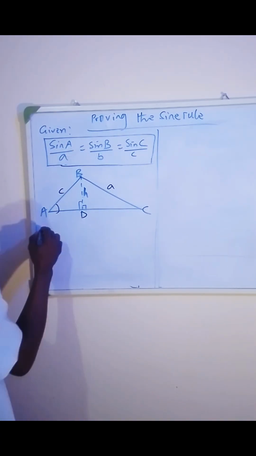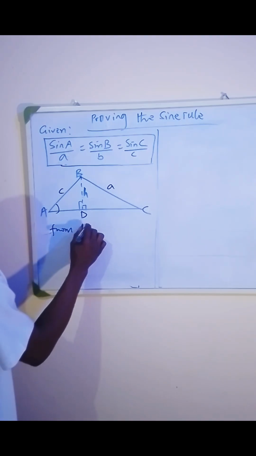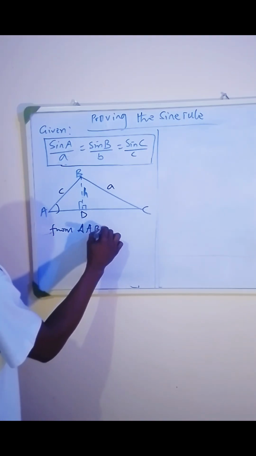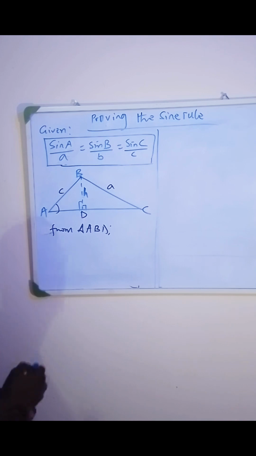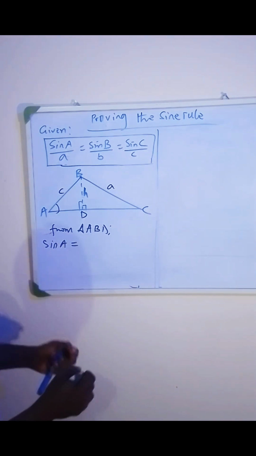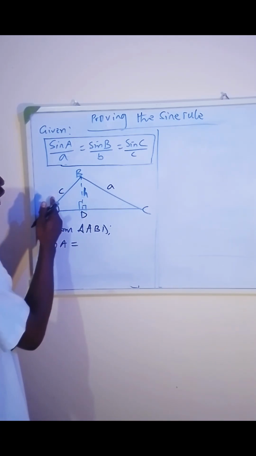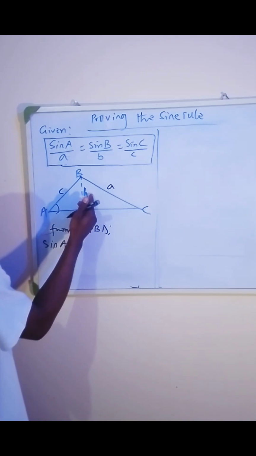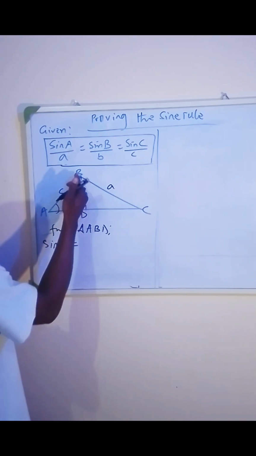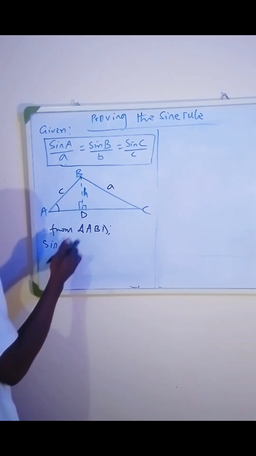So we are going to find sine A from triangle ABD. From triangle ABD, we can see that sine A equals what? Remember, sine is opposite over hypotenuse. So this is the opposite and this is the hypotenuse. The hypotenuse is the longest side of the triangle, and the opposite is the side that is opposite to the angle. So if you are considering this right angle triangle, this will be the opposite and this will be your adjacent.